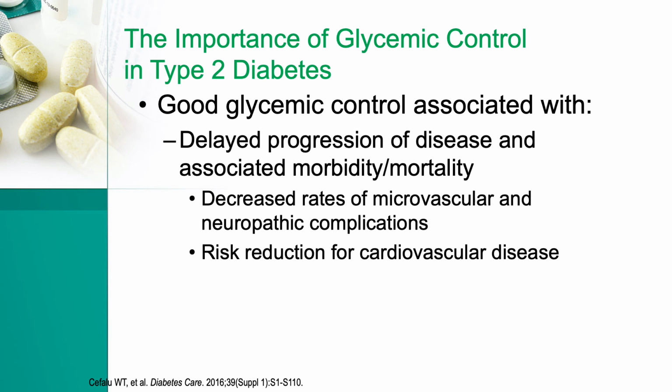The importance of glycemic control in type 2 diabetes cannot be negated or minimized. Good glycemic control is associated with delayed progression of the disease and its associated morbidity and mortality. There are decreased rates of microvascular and neuropathic complications and a risk reduction for cardiovascular disease.